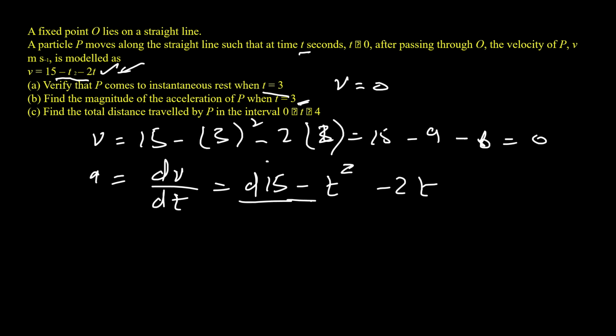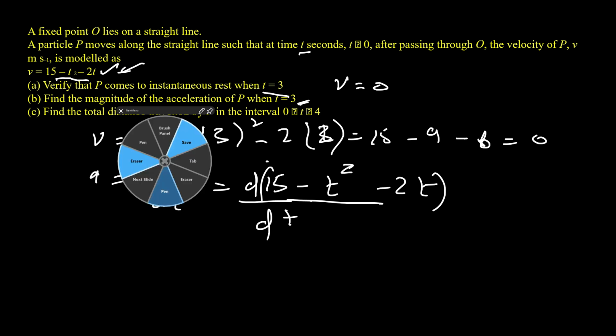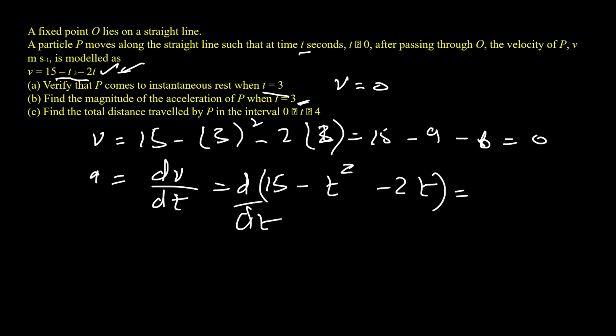d over dt. We take the derivative of this and we get: the derivative of 15 is 0, and the derivative of t squared is minus 2t, because there is a negative sign here, and the derivative of minus 2t is minus 2. We have to find the instantaneous acceleration when t is equal to 3.